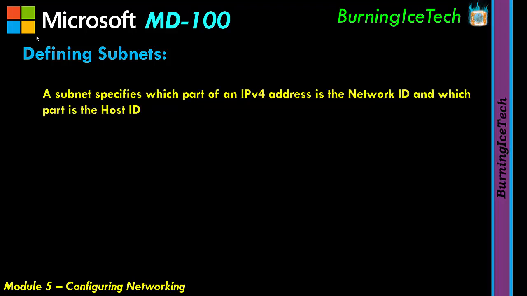So a subnet specifies which part of an IP version 4 address is the network ID and which part is the host ID. At least that's one of the things it does. It's not the only thing. Here's an example of a random IP address, 192.168.2.15. And here's an example of a pretty common subnet mask, 255.255.255.0. The network ID is the part that's going to be the same for everyone or everything on this specific network. Now, if you look at that subnet mask, being 255.255.255.0.